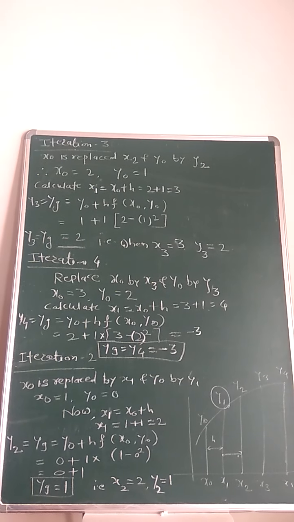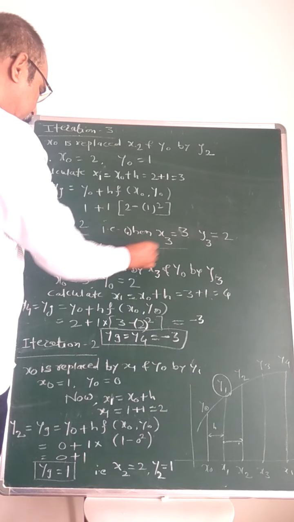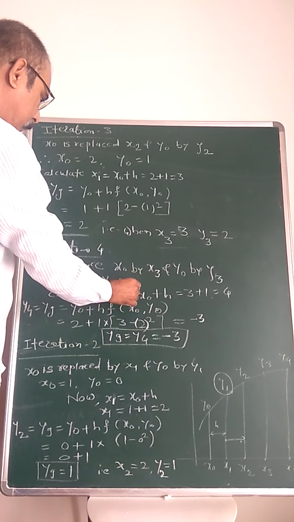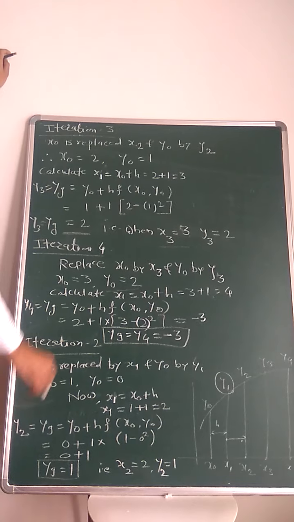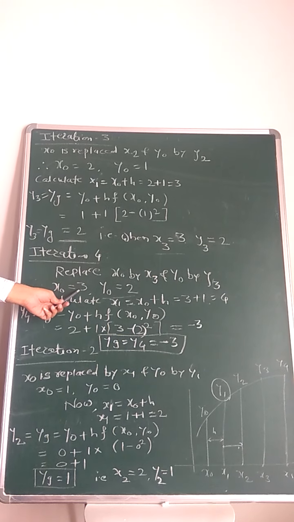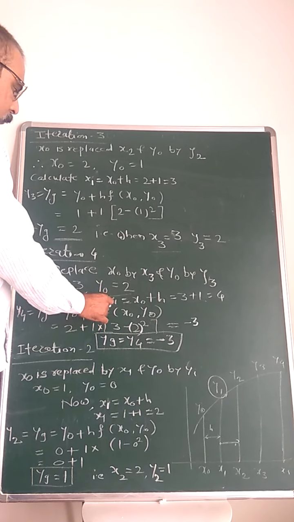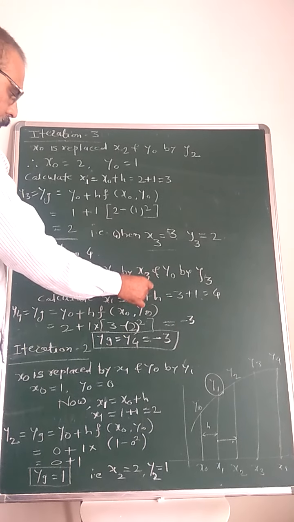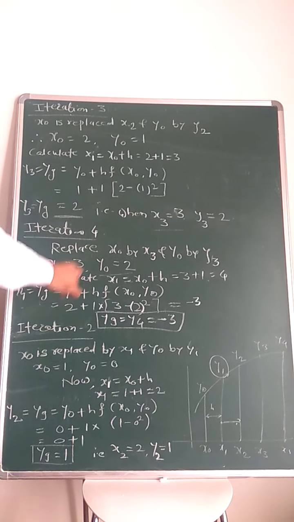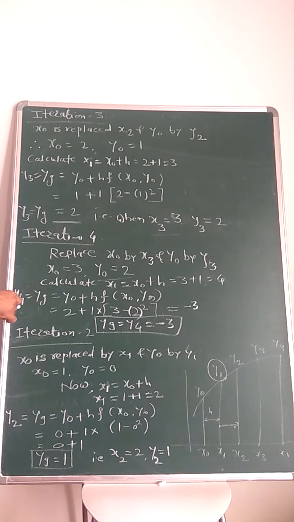Now for iteration number 4, replace x0 by x3, that is x0 becomes 3, and y0 by y3, that is y3 is equal to 2, therefore y0 becomes 2. Now calculate the new x1. x1 is equal to again x0 plus h. x0 is 3 and h is 1, therefore 3 plus 1 is equal to 4. Now x1 is equal to 4, that is the final value of xg, which is equal to 4 for iteration number 4.